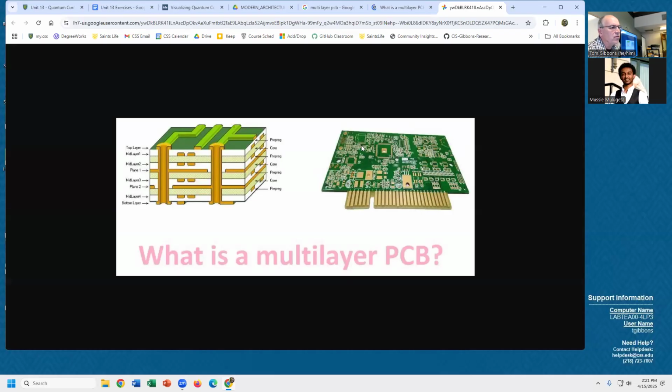It's one of these green boards you generally see around here. It will have chips and other devices on it, so it'll have silicon chips on it for different things. But it itself is not one big piece of silicon. It is a printed circuit board.